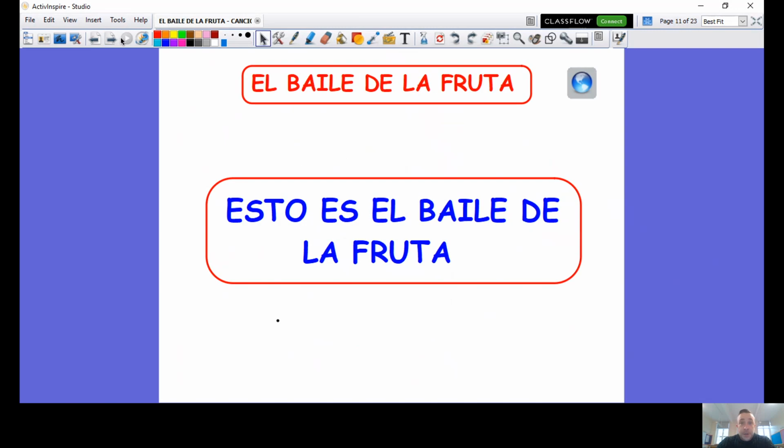Now it's time to learn the fruit dance song. On the home learning page, you will have the link for the song. Once we finish the lesson, you can press play and have a go at singing the song with Nacho and all the other lovely characters from Pica Pica. Now, this song is called El Baile de la Fruta. That means the fruit dance song.